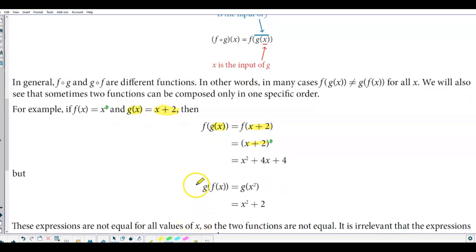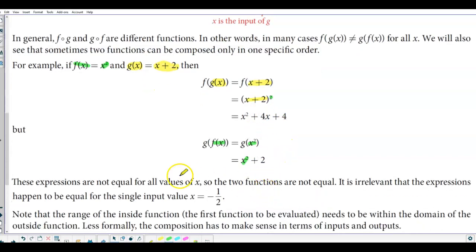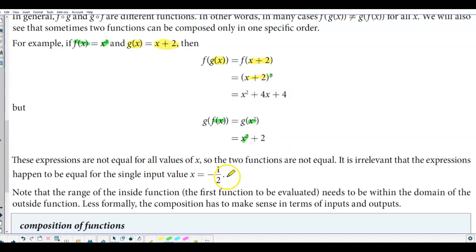Next, we have g of f of x. What that means is f of x becomes the input. If you take a look here, f of x represents x squared. Then we replace the input x in the function g of x with this x squared. So now x squared replaces x to get x squared plus 2. If you look at these two expressions, they're not equal for all values of x, so the two functions are not equal. It is irrelevant that the expressions happen to be equal for the single input value x equals negative 1/2.